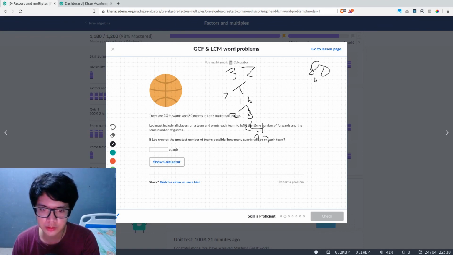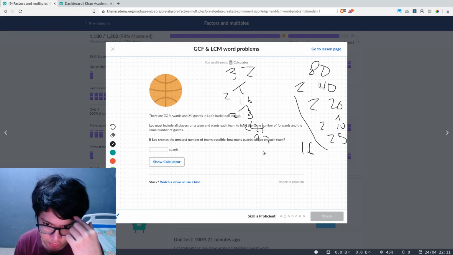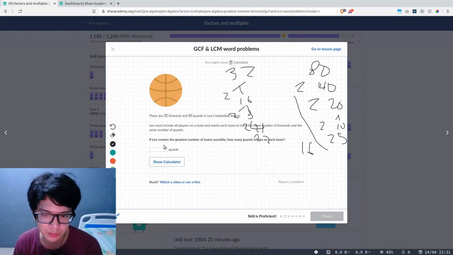And then we have 80 guards. It's gonna be 5 guards, I'm pretty sure. So 2, 40, and then 2, 20, 2, 10, 2, 5. All this one goes into it. We have 2, 4, 4. What's this? 4, 8, 16. Their GCF is 16. If Leo creates the greatest number of possible teams, how many guards will be in each team?